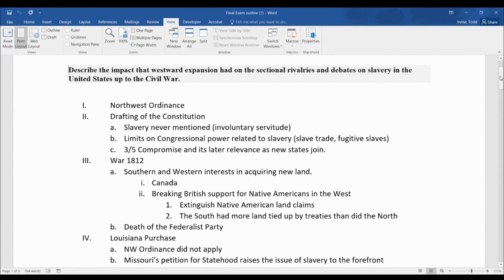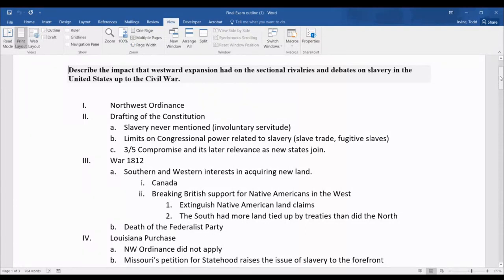You want to look at the slave trade and fugitive slaves provisions in there, those two compromises. If you forgot those, basically, it prevented the federal government from banning the slave trade until at least 1808. It required other states to give up escaped slaves to be returned back to whatever slave state that they came from.